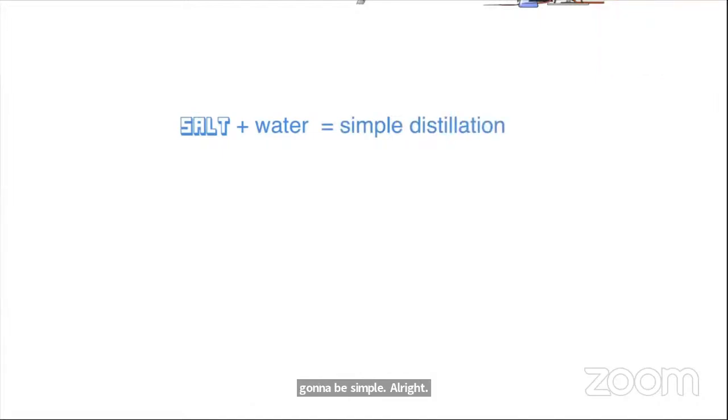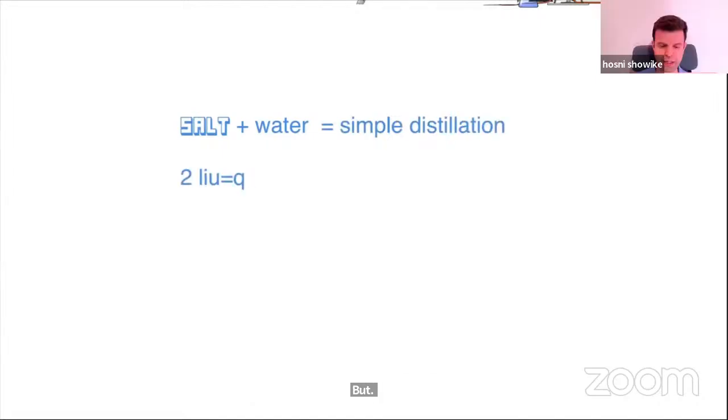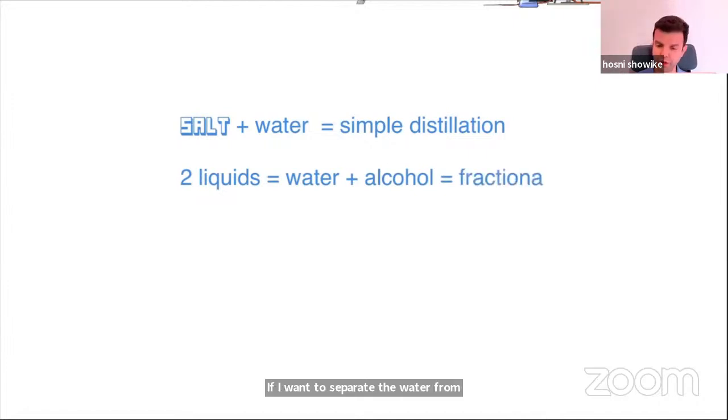But if you have two liquids, examples like, let's say I have water plus alcohol. What am I going to use here? If I want to separate the water from alcohol, I'll do what? I'm going to do fractional distillation.